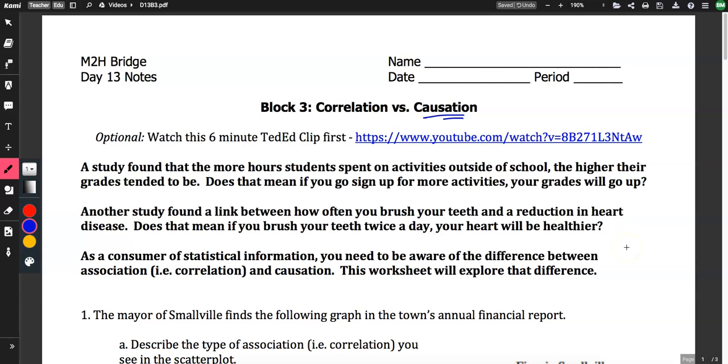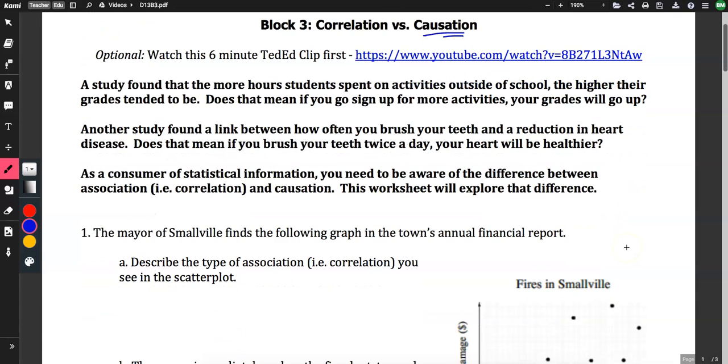So a couple ideas to start this. A study found that the more hours students spend on activities outside of school, the higher their grades tend to be. Does that mean if you automatically sign up for more activities, your grades are going to go up no matter what, just because you signed up? Another study found a link between how often you brush your teeth and a reduction in heart disease. Does that mean brushing your teeth causes your heart to be healthier?